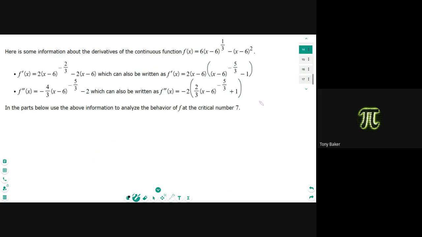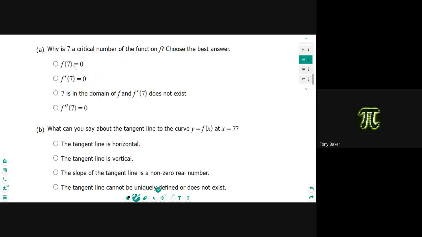Okay. So the first question asks, why is 7 a critical number of the function? So your critical numbers can be one of two places. It could be a critical number for the first derivative or the second derivative. So when you're looking at it, f of 7 equals 0. Well, no, because that's the original function. So I know that's not going to be it. That's not a critical number. So it's really going to be between those two.